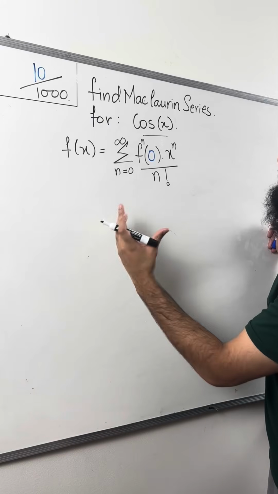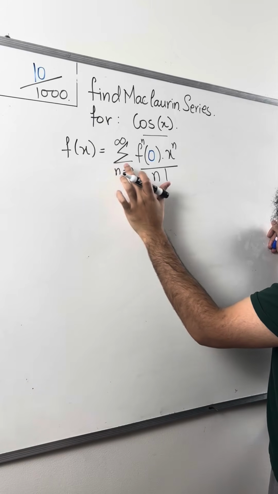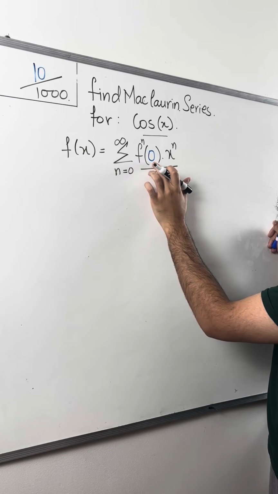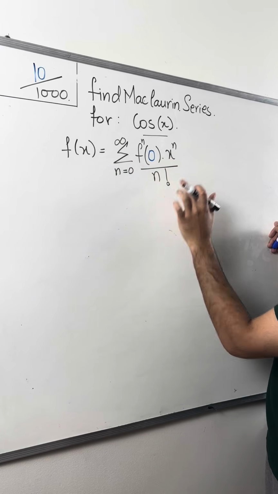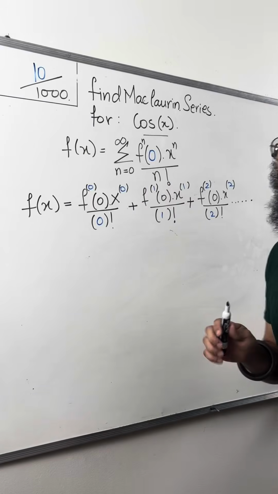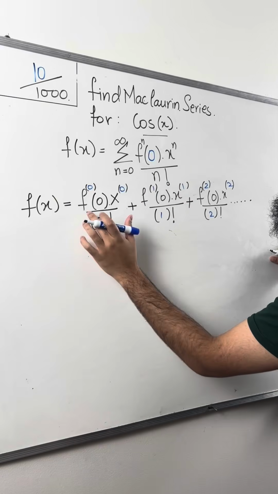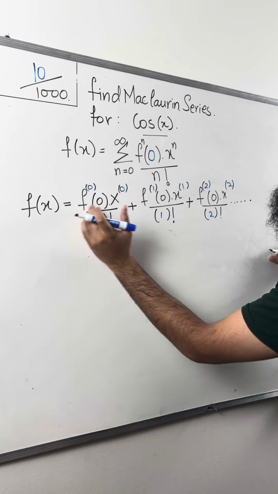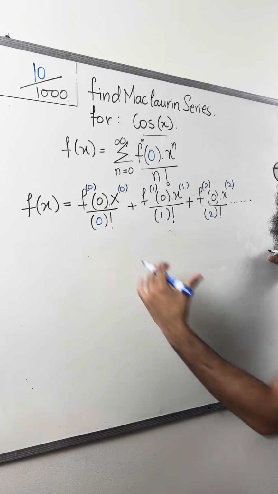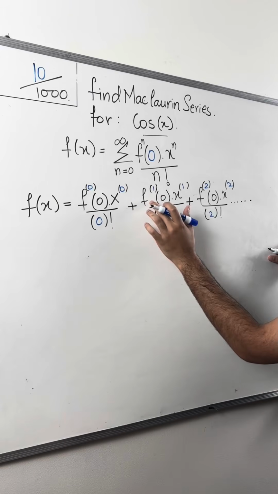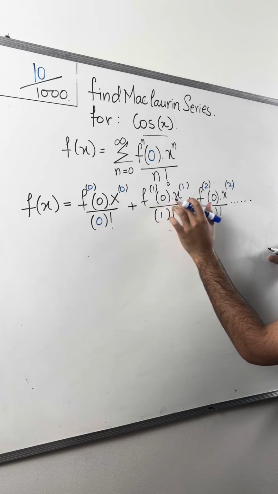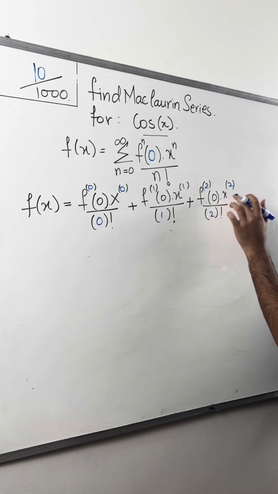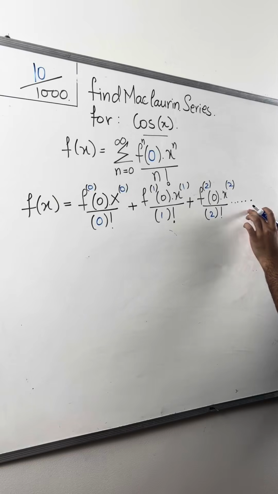So the general formula of a Maclaurin series is given as f of x equals the summation of n from 0 to infinity of the nth derivative computed at 0 times x to the power of n over n factorial. If we expand it out, we get that f of x is equal to f of 0 times x to the power of 0 over 0 factorial, which is just f of 0, as x to the power of 0 is 1 and 0 factorial is also 1, plus the first derivative computed at 0 times x over 1 factorial plus the second derivative computed at 0 times x squared over 2 factorial and so on till infinity.